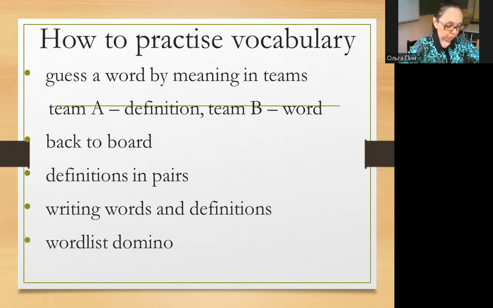Then Wordley's domino is great fun but quite complicated. Here is how it goes. So you take the paper sheet, you write a word from the list, put aside the sheet, take the second one, write the definition of this first word, turn over the paper, write the second word, put aside the second paper, take the third one, write the definition of the second word, turn over, write the third word, and so on and so on.